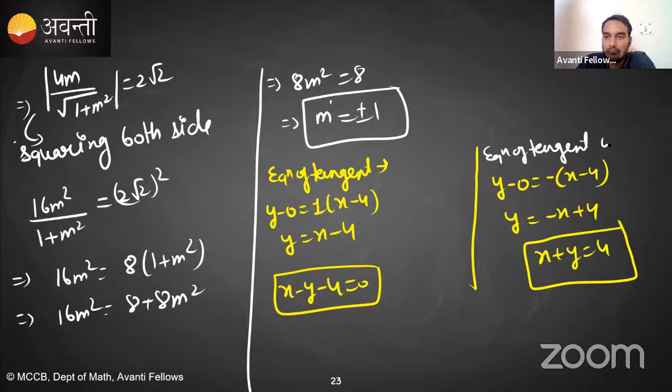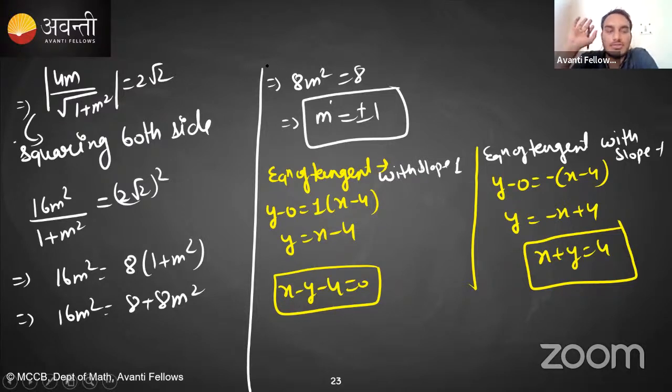Everyone tell me quickly. This is with slope minus 1, and this is the tangent with slope 1. Is this clear, everyone? Tell me quickly in the chat box. How many of you understood this question? Okay. Now we have to find the point of contact also.